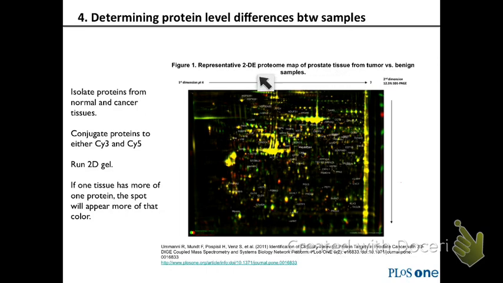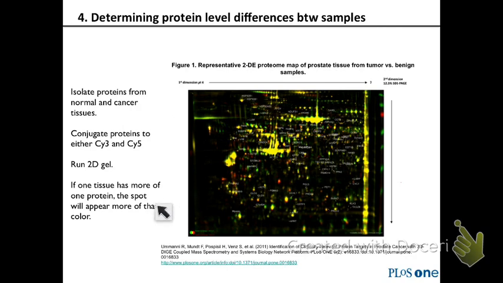And what you do is you isolate proteins from normal and cancer tissues. And then in each sample, you conjugate proteins to either CY3 or CY5. So you take a fluorescent molecule like CY3 and CY5, and you chemically link that to every peptide in your mixture, right? Every protein in your mixture. And then you mix them together, and then you run your 2D gel, okay?